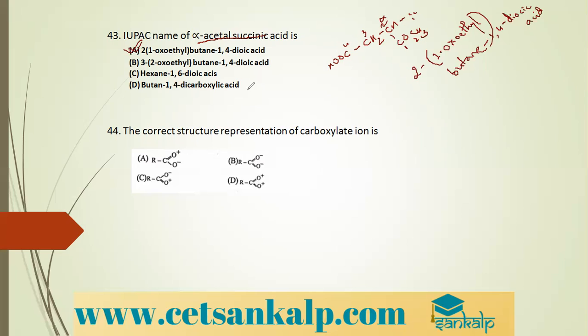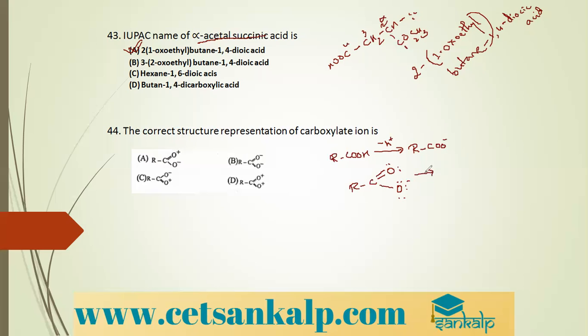Moving to the next question, the correct structural representation of the carboxylate ion. What do we mean by carboxylate ion? When from a carboxylic acid you carry out deprotonation, that is removal of a proton, we get RCOO minus. This is called the carboxylate ion, and you can write the resonance hybrid of it. One way it is written like this. Here there are 3 lone pairs of electrons, and here it has 2 lone pairs, so since lone pairs are more here, this has the negative charge.